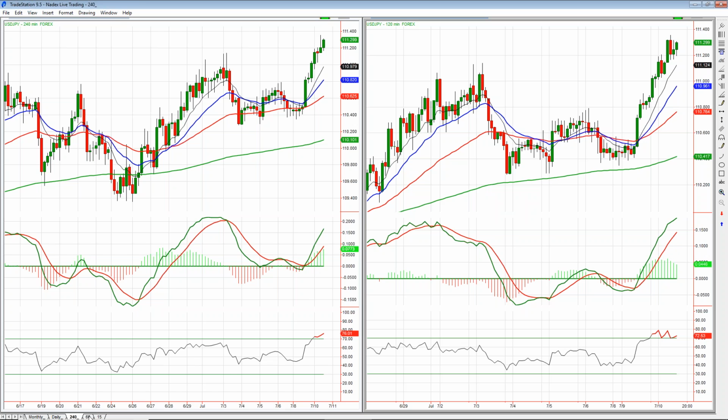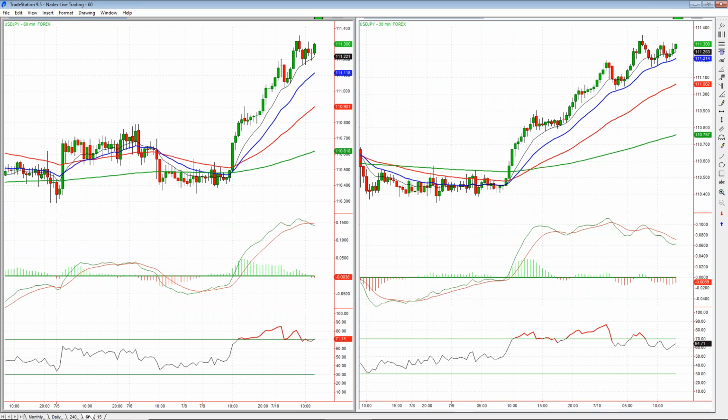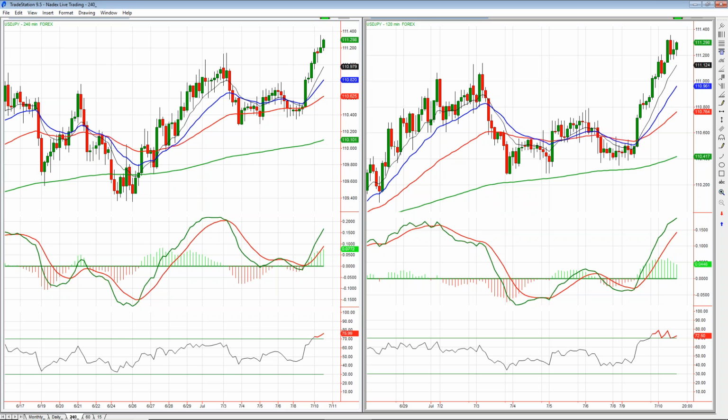So as we go down and look for a pullback or a setup on some of these charts, like the 60 minute, the 30 minute, something where we can look for another move back up to that 111, potentially see the market churning higher beyond that level, that would be really something that I'd be looking for. I don't really have that much to work with right here. I'd be interested in probably a setup on the 240 and the 120.